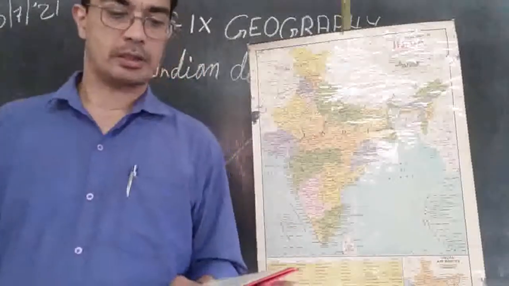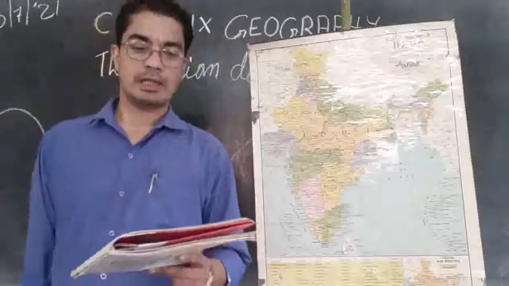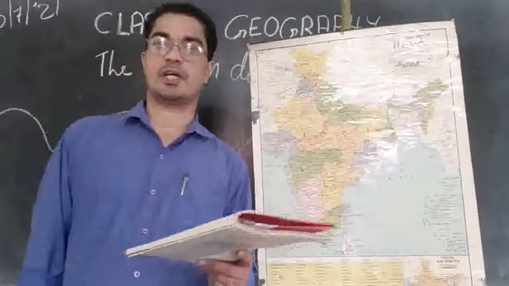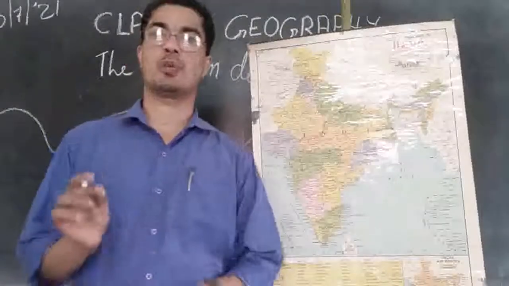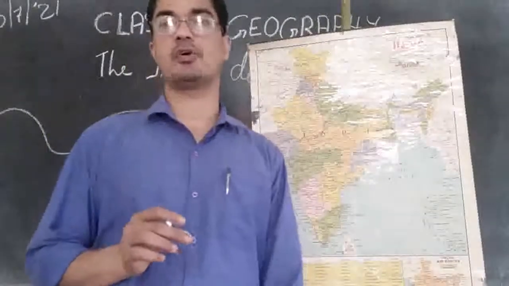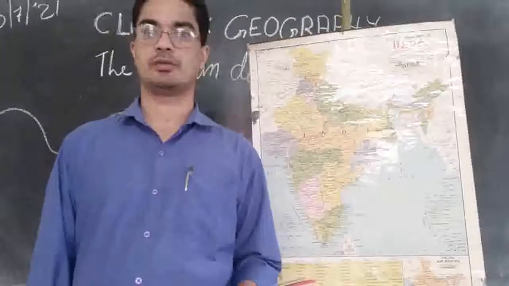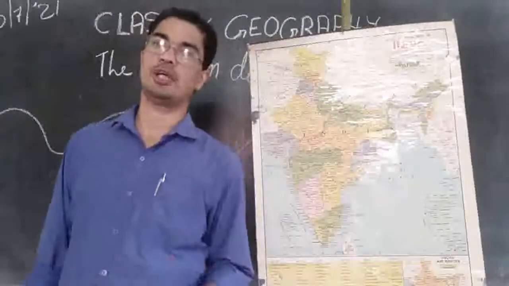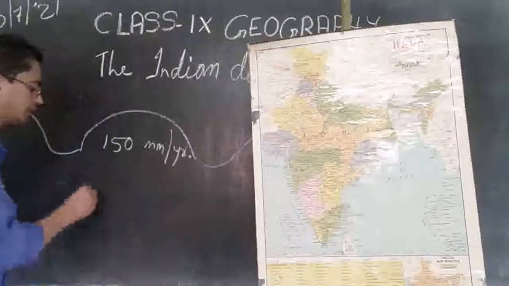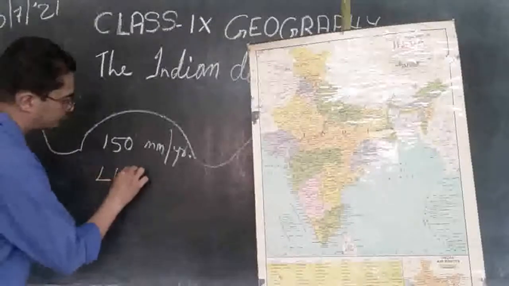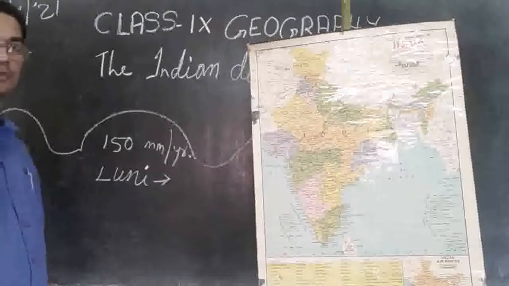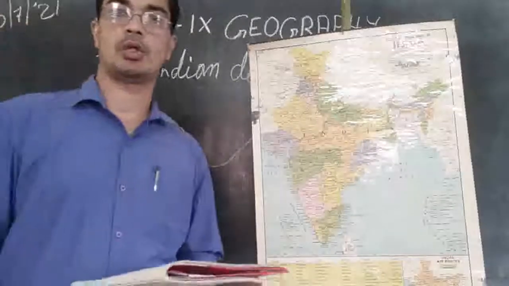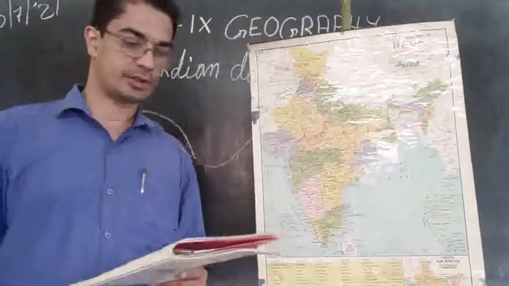Then Luni is the only large river in this region. You can underline it. So in this Indian desert, there is only one large river, and the name of the river is Luni, L-U-N-I. Luni is the only large river. So underline and keep it. That is very important. That is the only big river in this region.